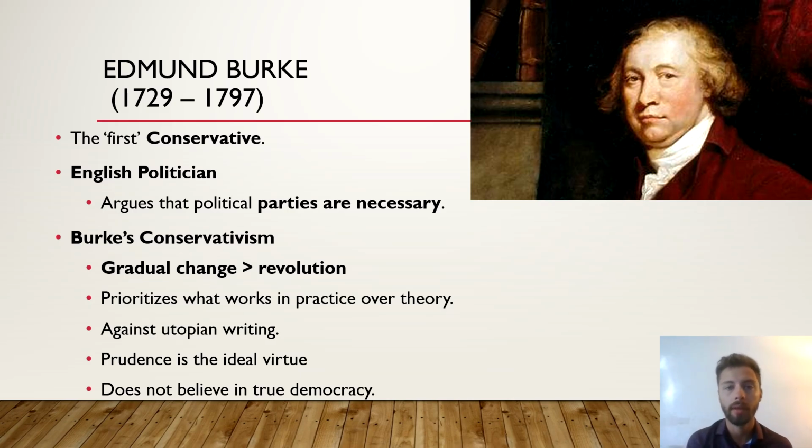Now, let's see. When we look at Burke's conservatism at large, we do see that Burke maintains gradual change over revolution, of course. We prioritize what works in practice over what works in theory. He is against utopian writing, thinking that if you're thinking in the clouds, your real ideas of governance will only apply to, well, the clouds. Pulling a little bit of the Aristotle-Socrates discussion right there. But that's, of course, a different discussion.